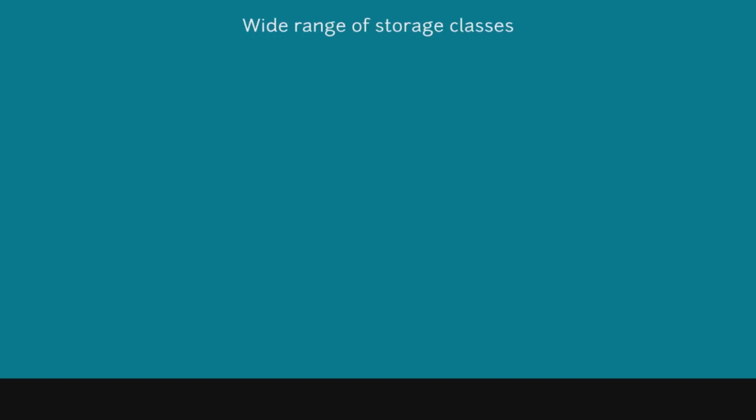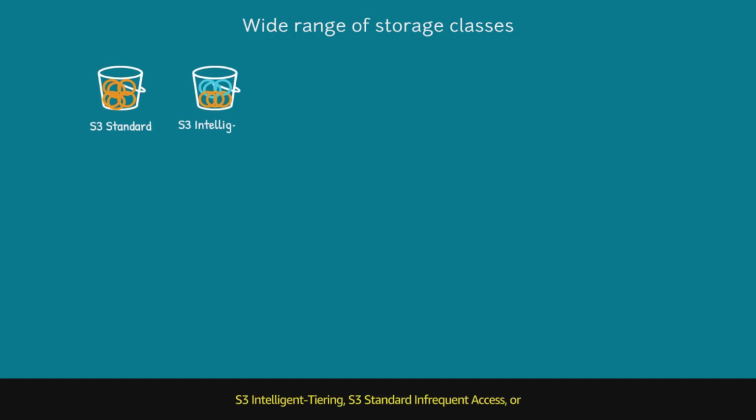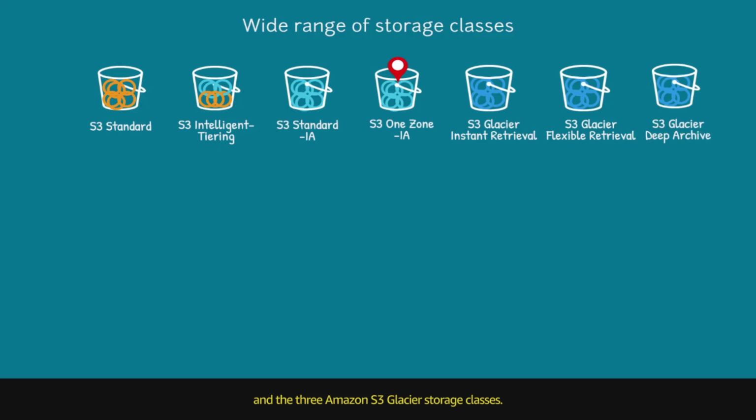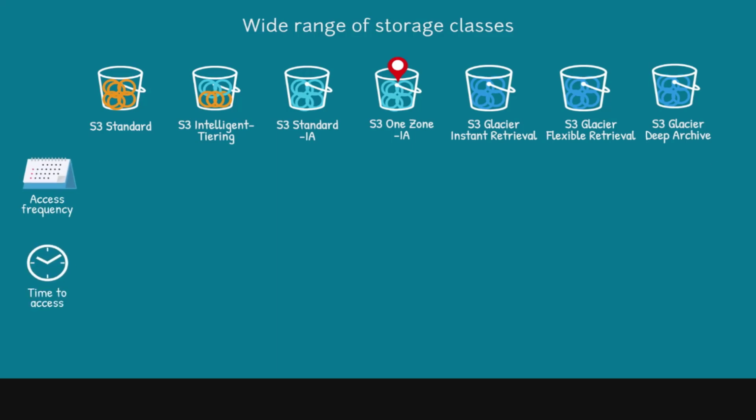Amazon S3 also provides a wide range of storage classes: S3 Standard, S3 Intelligent-Tiering, S3 Standard-Infrequent Access (S3 Standard-IA), S3 One Zone-Infrequent Access (S3 One Zone-IA), and the three Amazon S3 Glacier storage classes. Every S3 storage class supports a specific data access level.